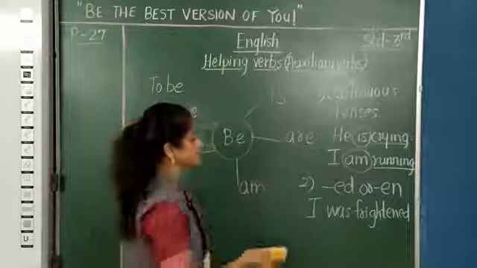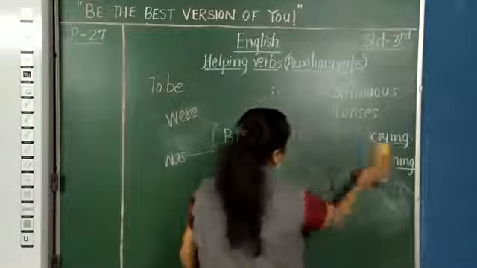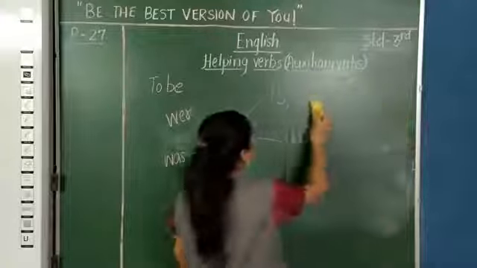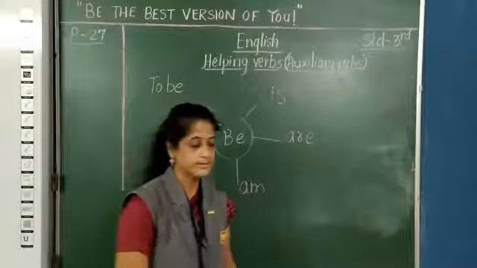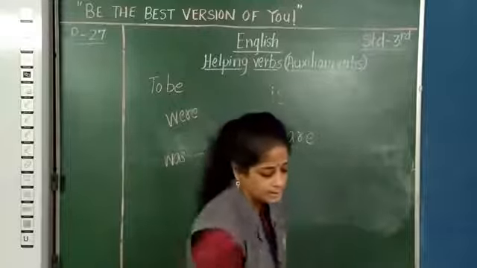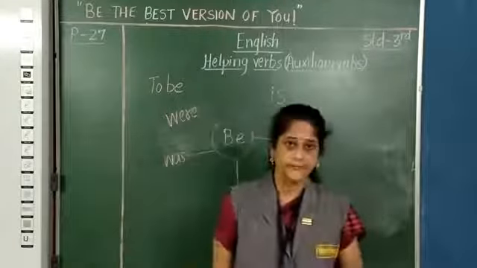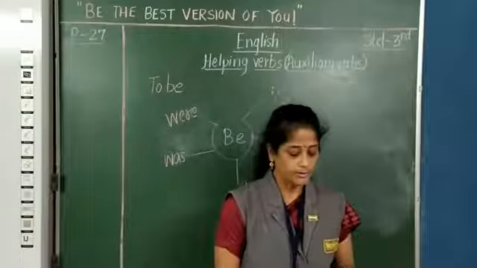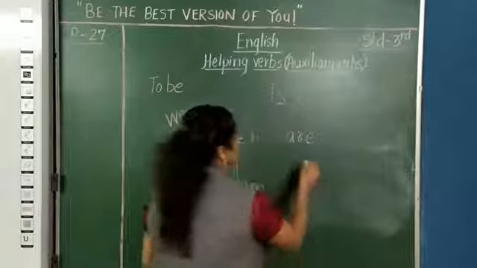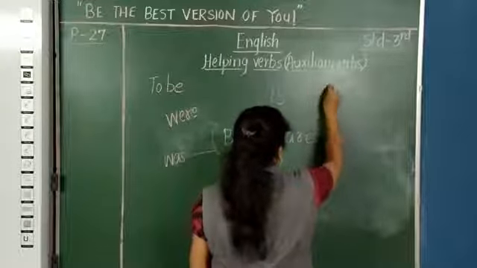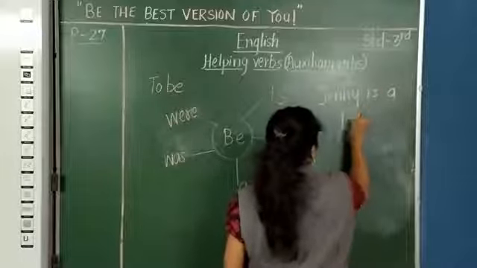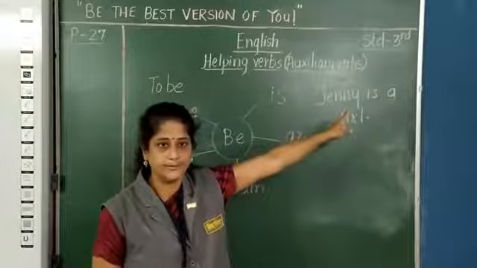Now let us see when they come as your main verb or linking verb. Why do I call it a main verb? Because they link something. They tell about the qualities of any member of your family, or they tell about who you are. For example, Jenny is a girl. Here you don't have any action verb, isn't it?